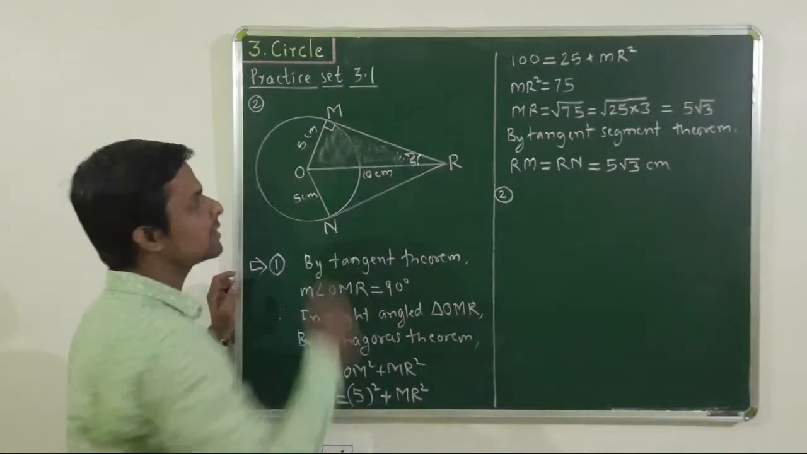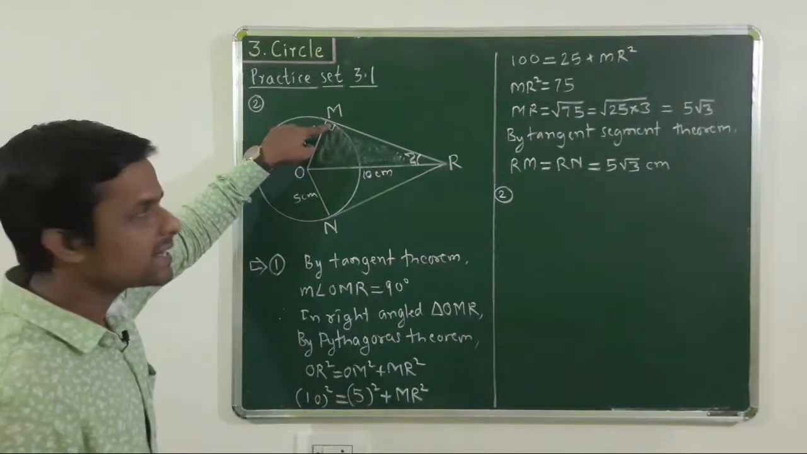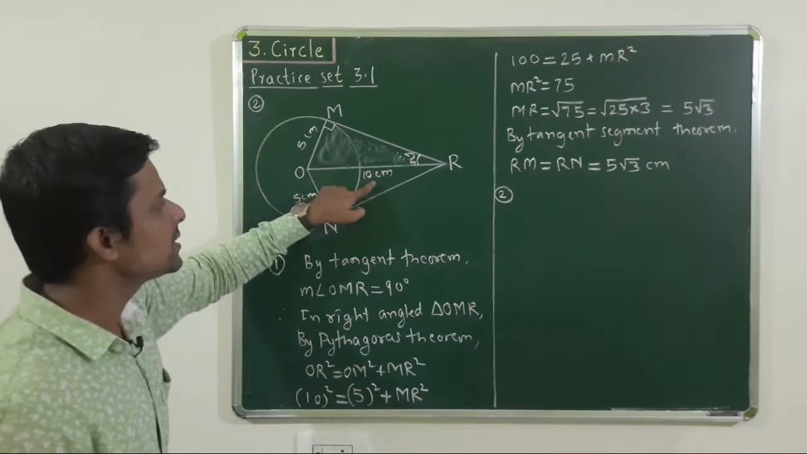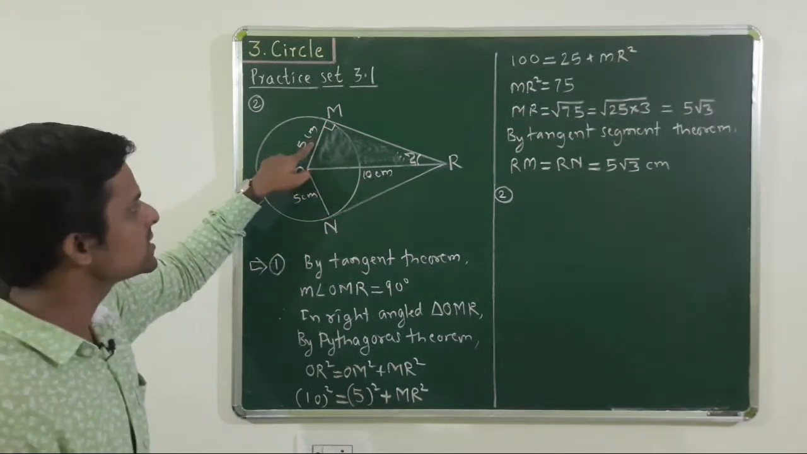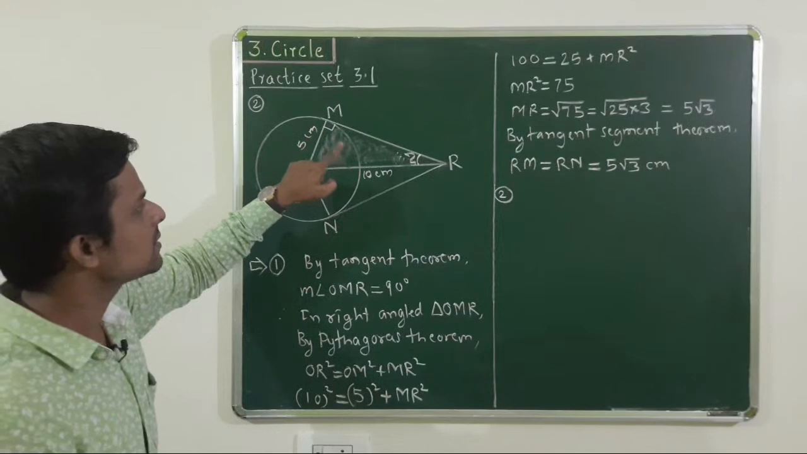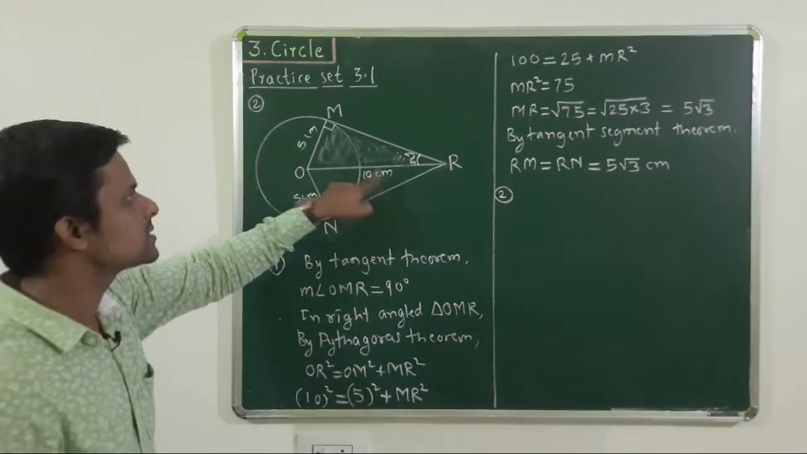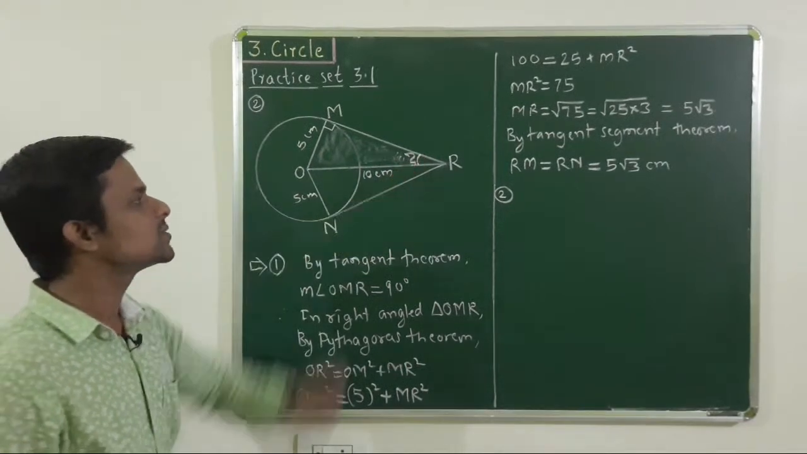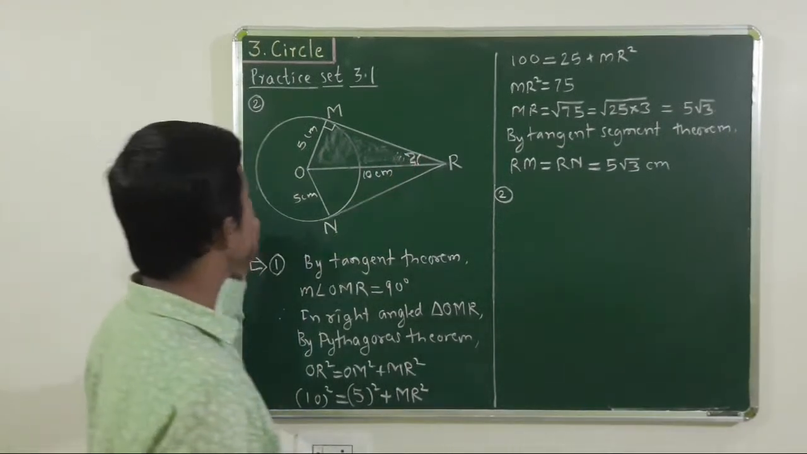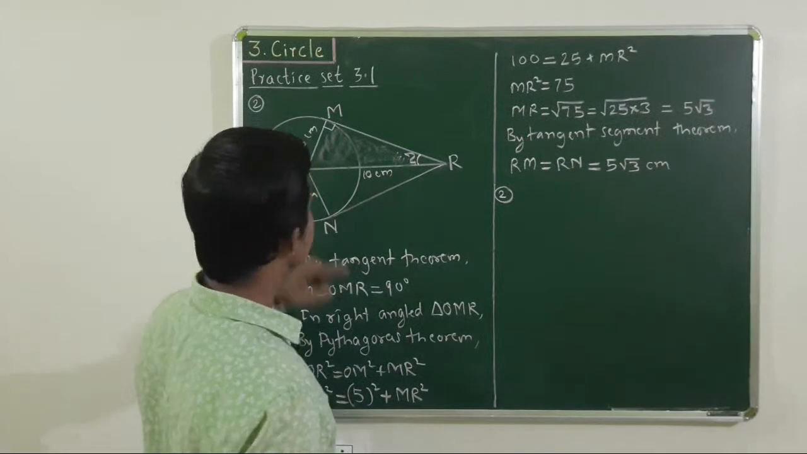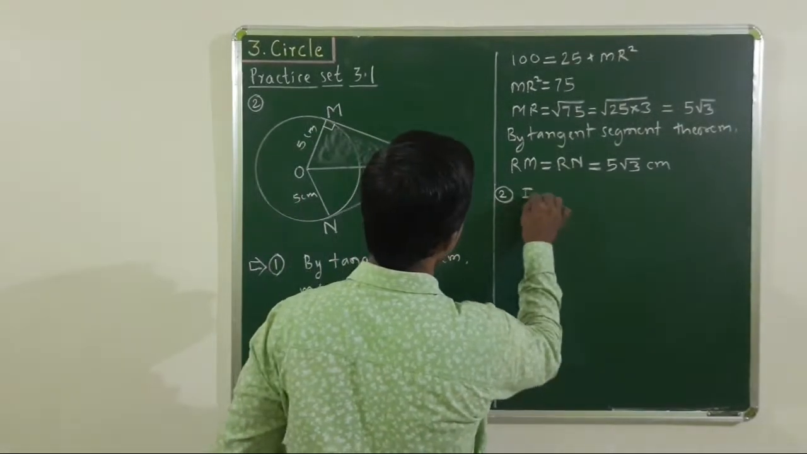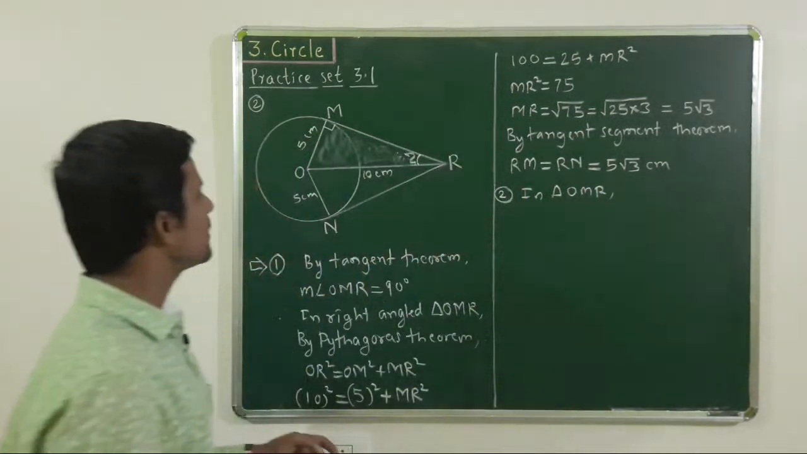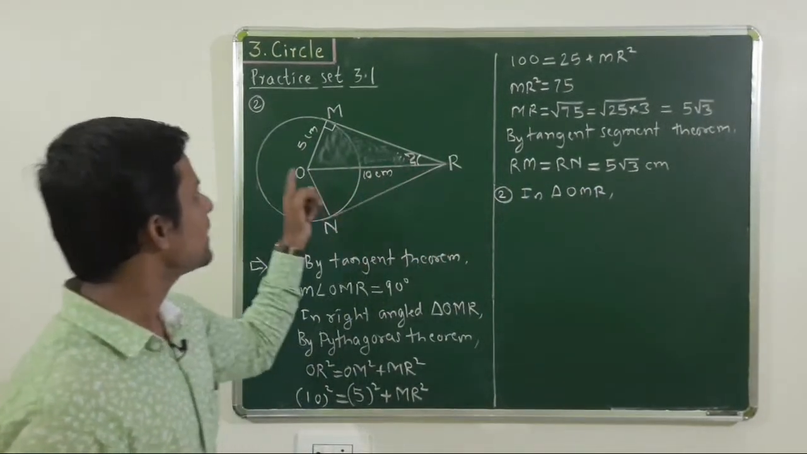Observe this triangle again. One angle is 90 degrees which is given by the tangent theorem, and one side is half of the hypotenuse. Therefore, the angle opposite to that side is 30 degrees by using the converse of the 30, 60, 90 degree triangle theorem. It is in triangle OMR, OR is 10 and OM is 5.